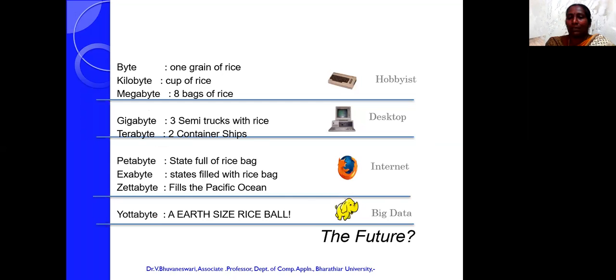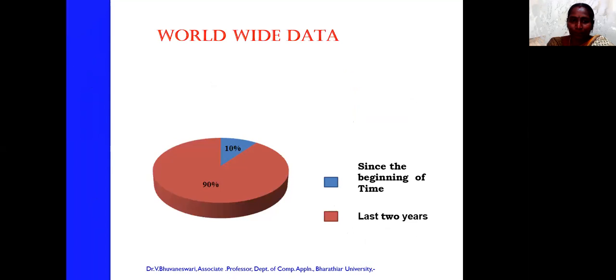Now, again, where is it being generated? This is a question. Gigabytes and terabytes are from desktops. Petabytes, exabytes and zettabytes are from the internet. And yottabyte, when I say it, is an earth full of rice packs. And what is the future? This is again a wonderful question. Now, looking into the word file data.